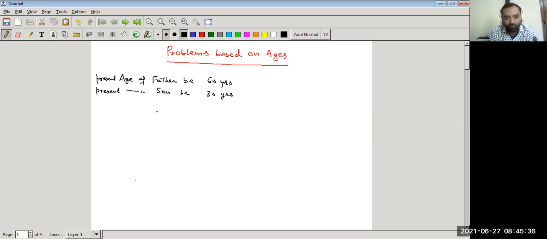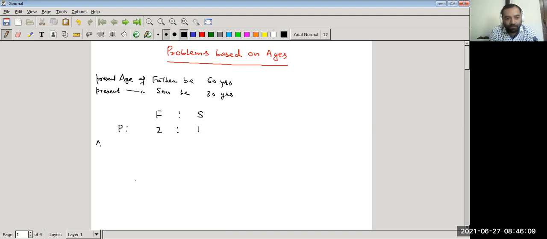So this is father's age, this is son's age. The present age we can convert into a ratio. Present age means P for present age. The ratio of father and son's age is 2:1, right? So present ages of father and son are in the ratio 2:1.